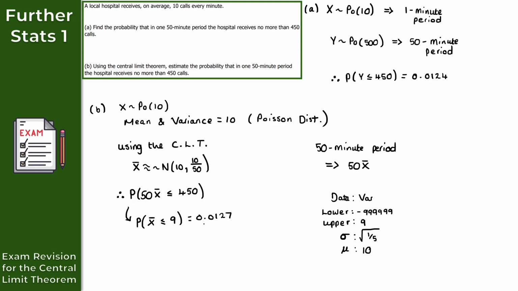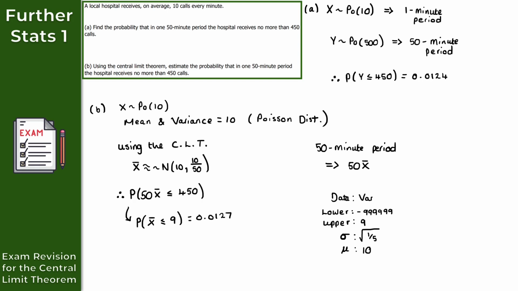0.0127 here, and that is to three significant figures. And the good news is this probability here is close to the original probability. That's what we'd expect, right? This is an approximation, but they should be pretty close. If they're not, something's gone wrong.